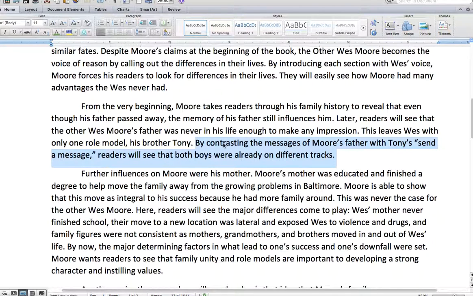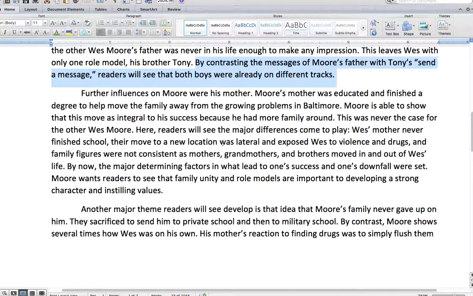Readers will appreciate the honesty of both boys' lives and the discussions of race and drugs and economic inequalities and things like that. I'm still deciding what I'm going to put in there. Continue on. Furthermore, influences on Moore with his mother. Moore's mother was educated and finished school, so I talk about the mother. Here readers will see the major difference. So I explain this. I'm taking you through what readers will get from it.